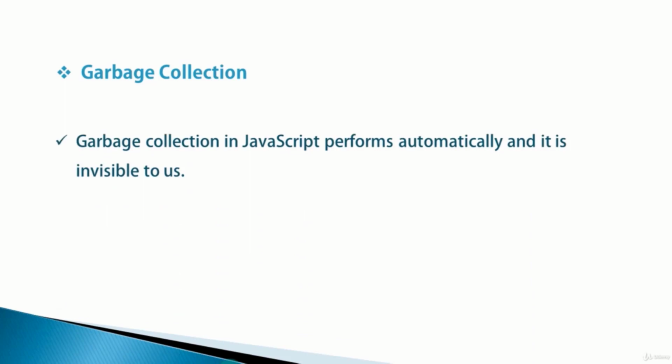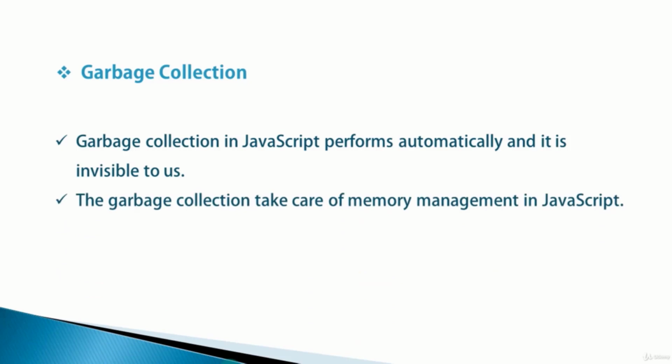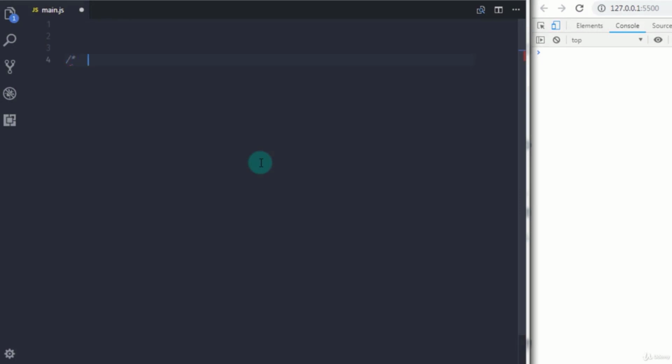If you are not familiar with garbage collection, then let me introduce the concept behind it. Garbage collection in JavaScript performs automatically and it is invisible to us. It takes care of memory management in JavaScript. Suppose you have an object with two properties. The first property can be accessed with a reference and the second property doesn't have any reference to access it. In that situation, JavaScript will put some junk data in the unreachable property. This property value is called a garbage value, right?